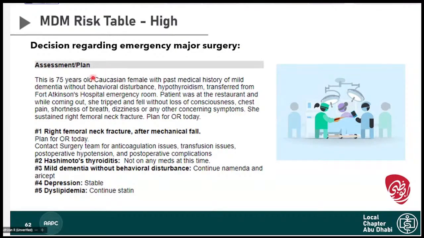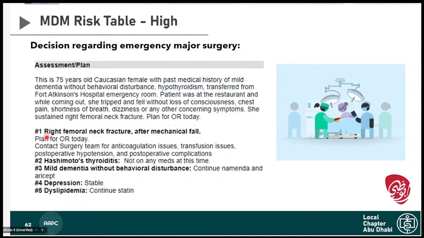The patient is a 75-year-old female. The patient was at the restaurant and while coming out, she tripped and fell without loss of consciousness. So after the fall, the patient sustained a right femoral neck fracture. Then the provider planned to do OR today, or in the sense operation theater, they planned to operate today.